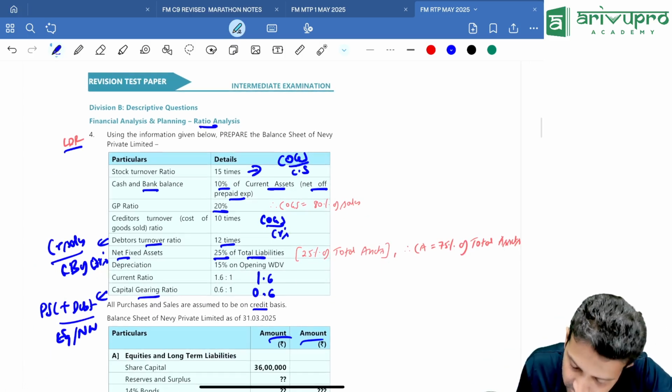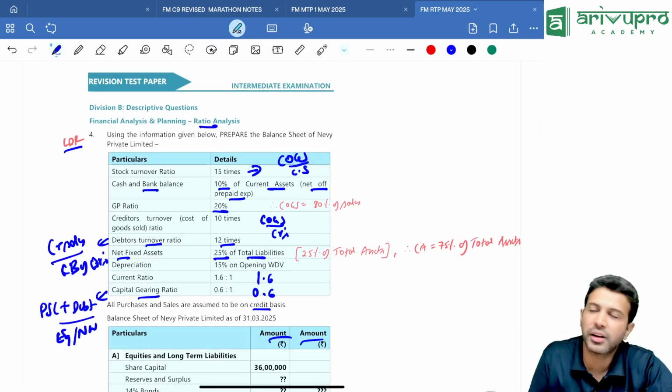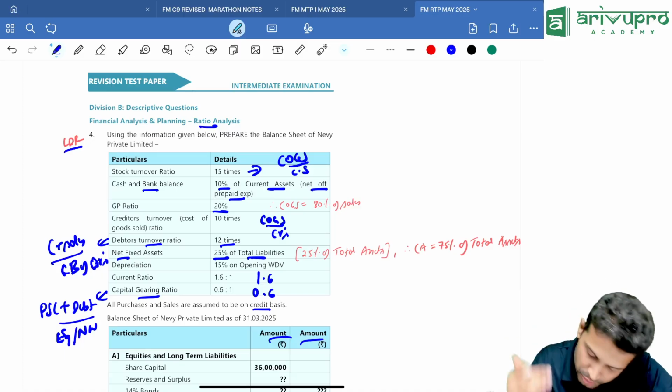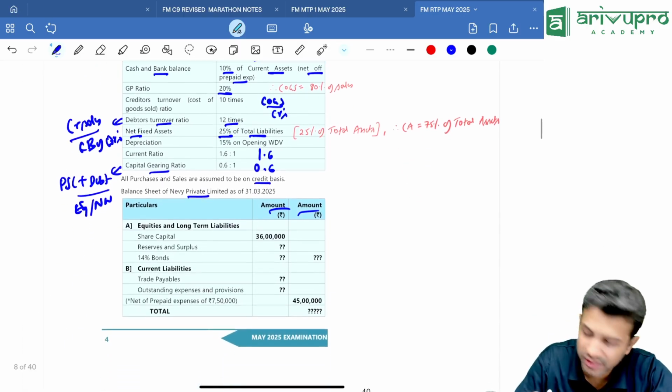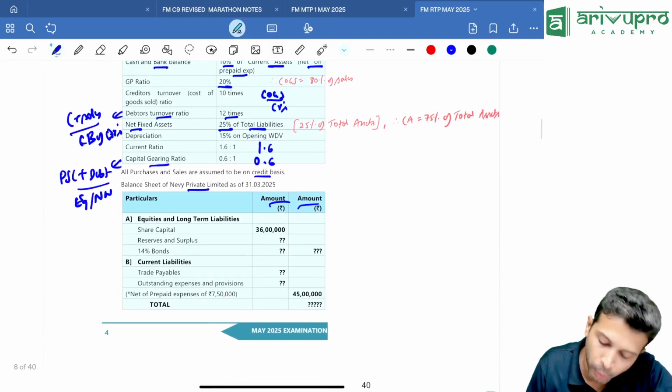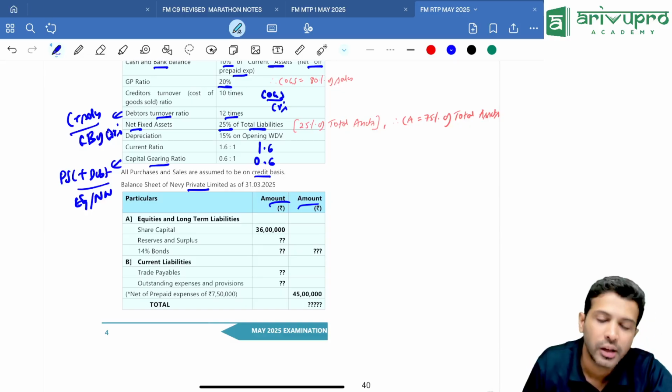All the purchase and sales are on credit basis. Even if they don't give, we will make the same assumption. Now balance sheet format they have only given. Okay, now check. In some components of balance sheet, they've already populated. Share capital is how much?